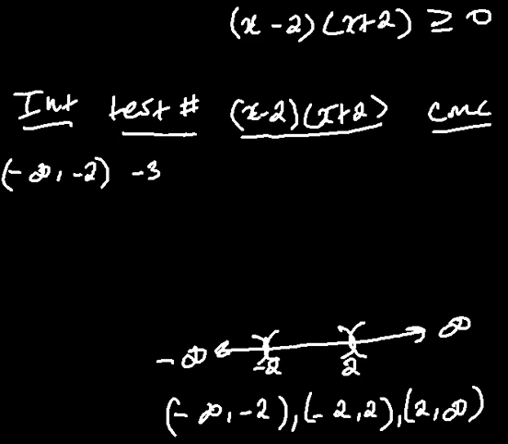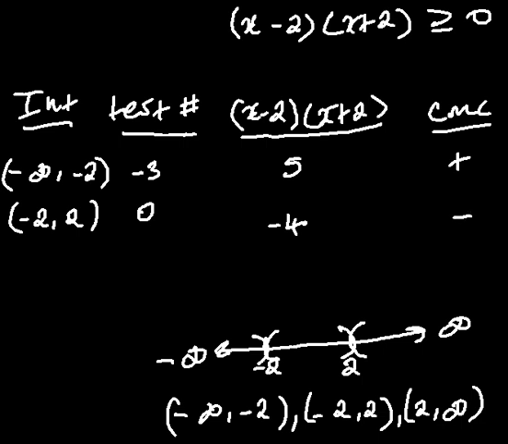Now we substitute negative 3 in this. Negative 3 here gives negative 5, and negative 3 here gives negative 1. Negative 1 times negative 5 is a positive 5, so the conclusion is positive. What's the next interval? We have negative 2 to positive 2. Let's choose 0. Here we have negative 2 and positive 2, which gives negative 4, and the conclusion is negative.